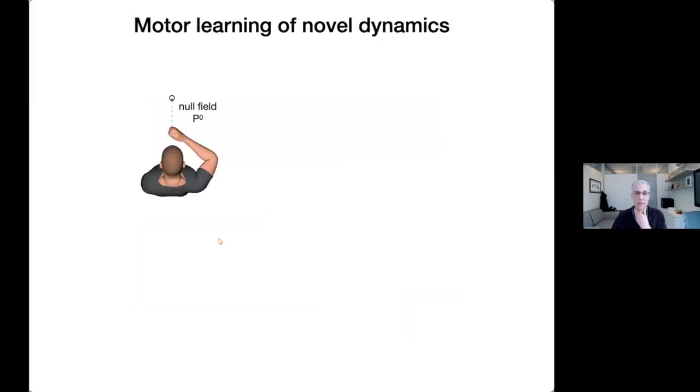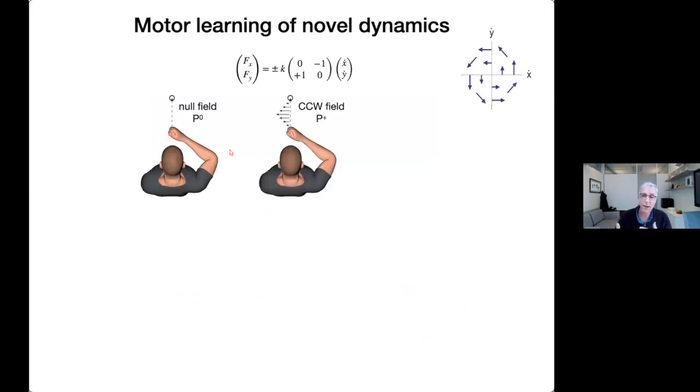So here's a typical thing we might do. We start with the robot off. We call that a null field. P stands for perturbation. 0 means there's no perturbation. And they very happily move and make lovely straight line movements. But then we can apply forces to them and look at how they learn them.